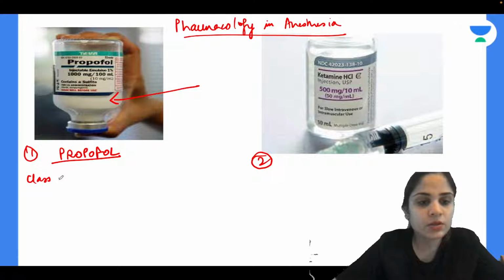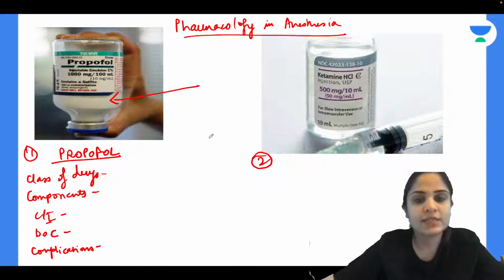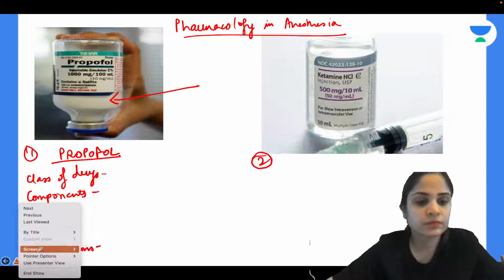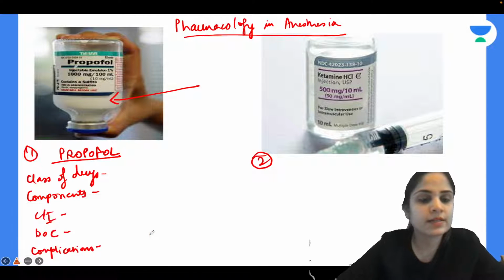Now, the questions that they will ask you about propofol are as follows. First one, you have to answer all of them. What is the class of drugs that it belongs to? What are the components of propofol? Then it is contraindicated in which patients, it is the drug of choice in which surgery, and if you give it, what are the complications that you can see along with propofol? So tell me the answers to all of them.